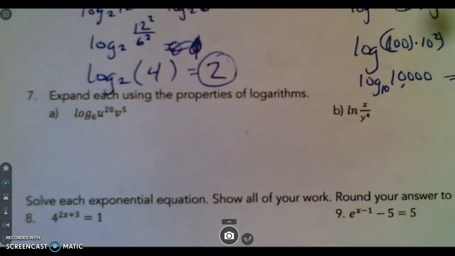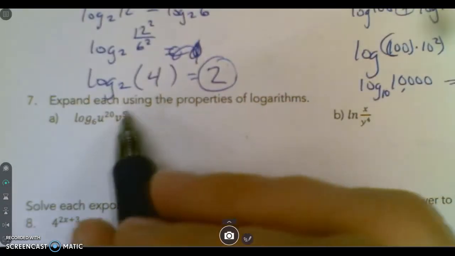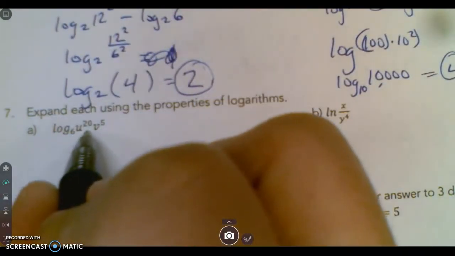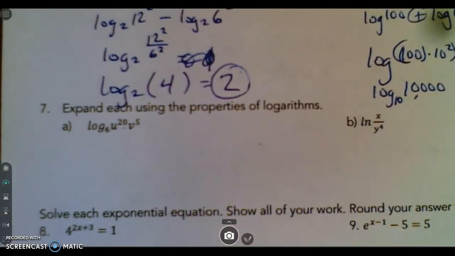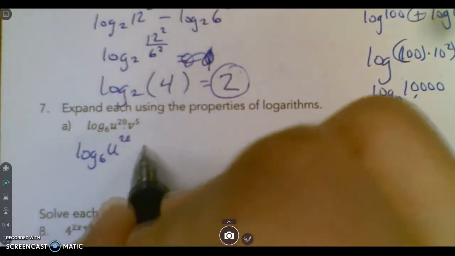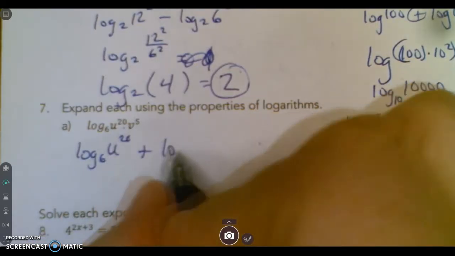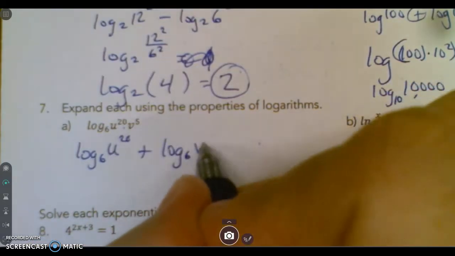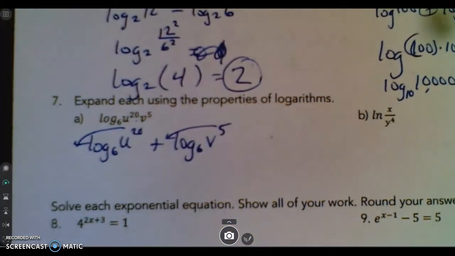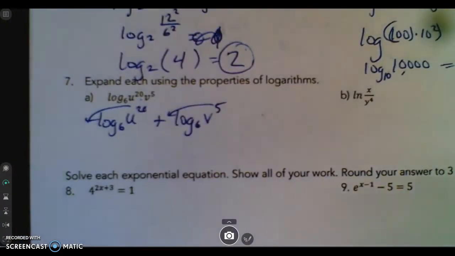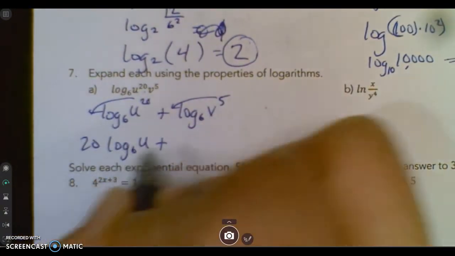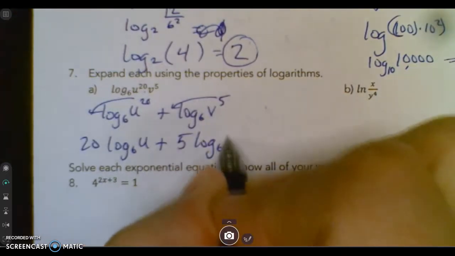Okay, now we're going to do these in reverse. Here we're going to use our properties to expand them. So we're like going that way, making them bigger. So first I notice there's a multiplication in here. And if the problem starts off with log base 6, you just keep it going. You just play follow the leader. So since it's multiplication, I turn it into addition of 2 logs. And then I have that rule that's very handy, where if you have a power, you bring it out. So that's 20 log base 6 of u plus 5 log base 6 of v.